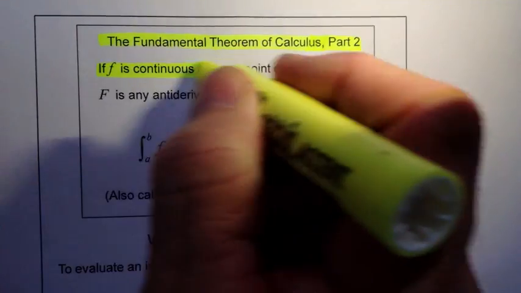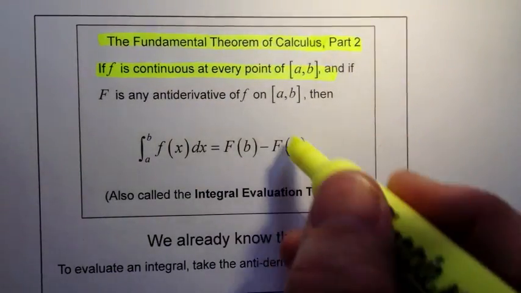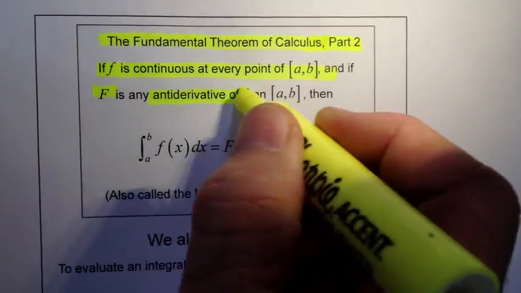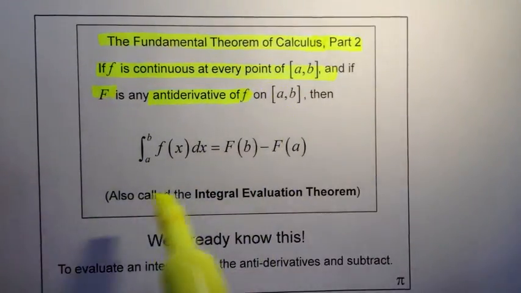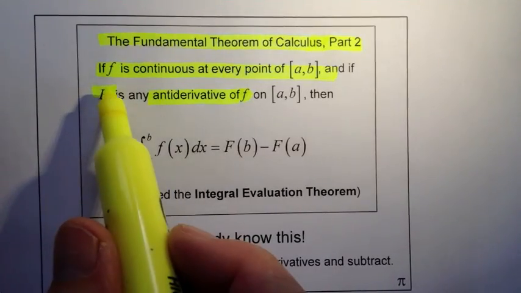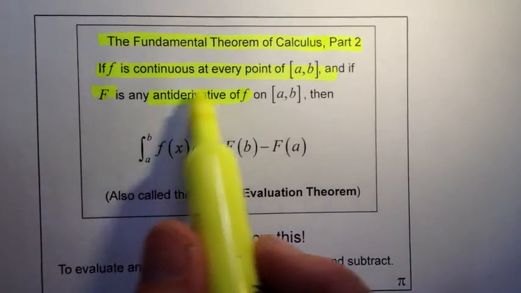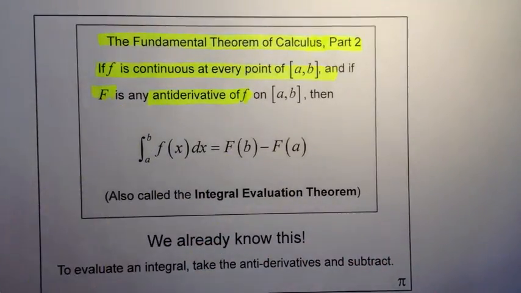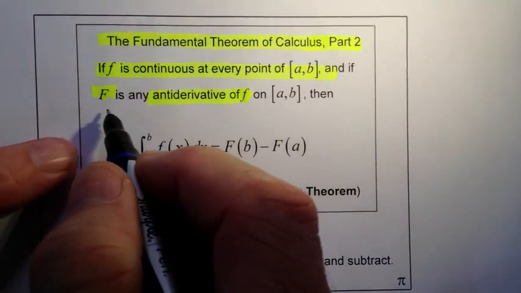If f of x is continuous on the closed interval, and if capital F is any antiderivative, now I should probably define that as well, and I will. Capital F is any antiderivative of f, meaning that the derivative of, I should write that down now, and then I will expand on that a little bit more.